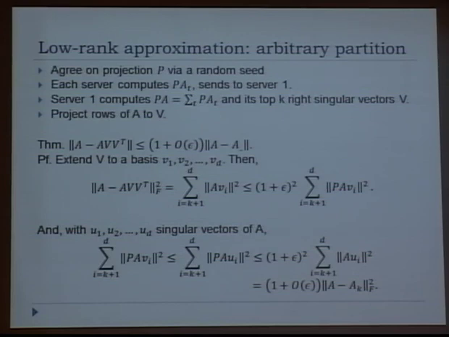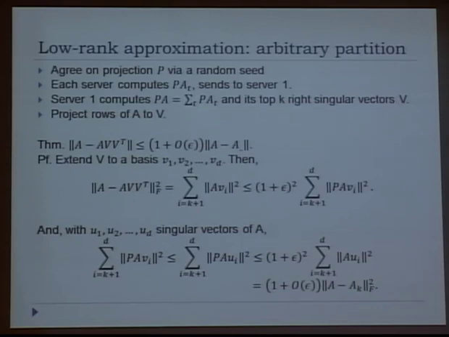Yeah. So here's the proof. It's just two lines. This is the first proof you would do. Extend V to a basis. V, remember, is only the first K vectors. It's the best rank K approximation of PA. So it's K orthogonal vectors. Extend it to a basis V1 through VD. Now look at this error. The error of a matrix upon projection to a subspace defined by an orthogonal matrix V is the projection onto its orthogonal subspace. So it's the sum over k plus 1 through d of the norm of A vi squared.